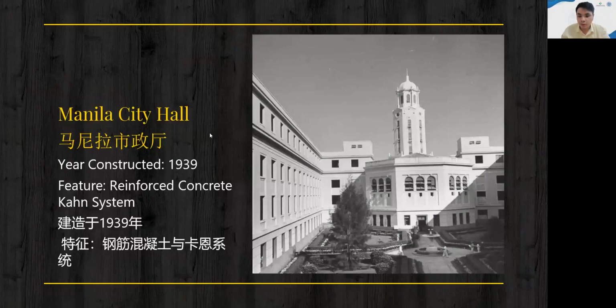Another structure constructed in the American colonial era is the Manila City Hall in 1939. Similar to the Manila Hotel, it also used the reinforced concrete can system. The Manila City Hall is used as the office of the government officials.